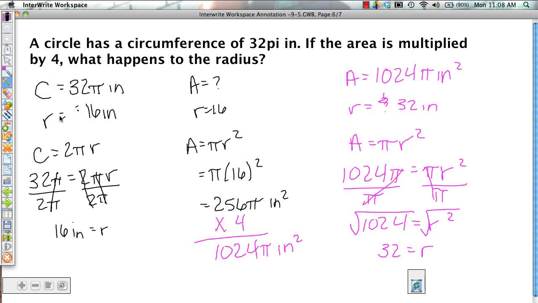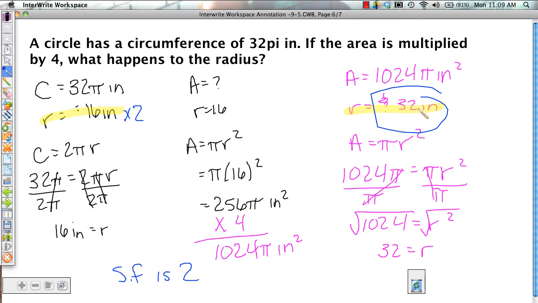So now, what do you notice about the two radii? The original radius was 16 inches. The new radius is 32 inches. But we multiplied the area by 4. So if the area of a circle is 4 times bigger, remember with radius we had 2 of them. So our scale factor really ended up being 2. So we can take the original radius times 2 to give us the new radius.